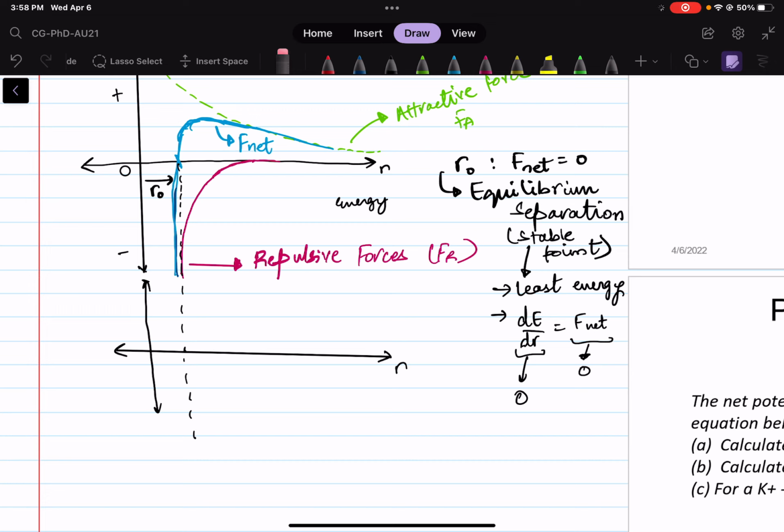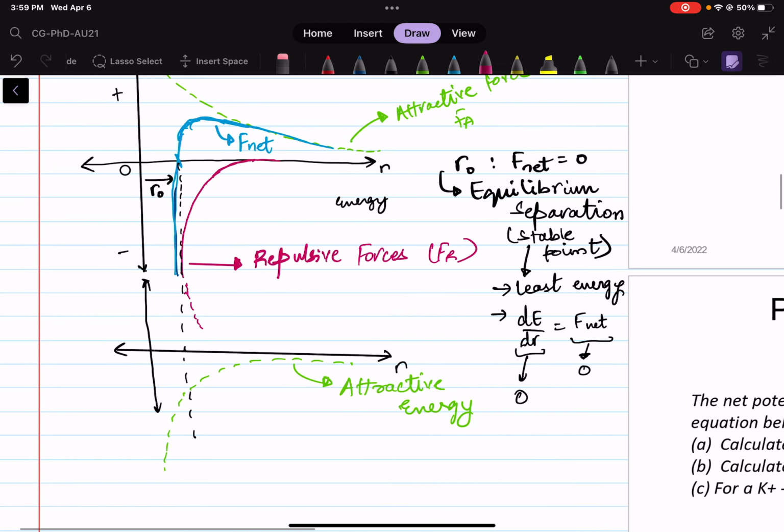So this will vary as 1 over r, this is your attractive energy, and the repulsive energy will look almost the opposite. And similarly, your net curve will look something like this.